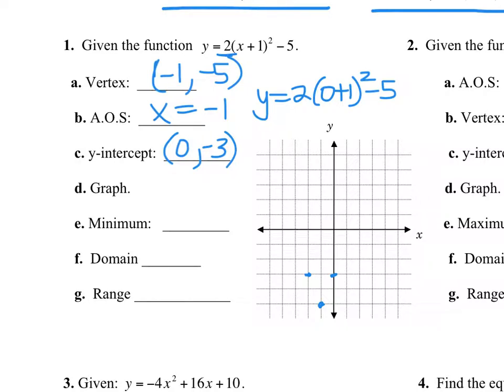You do not have to draw the axis of symmetry if you don't want to. But if you visualize it, you know that this is a reflection over to this side, and so you get your 3 points. There you go. All right, so what is the minimum? What is the lowest that this graph goes to? -5.